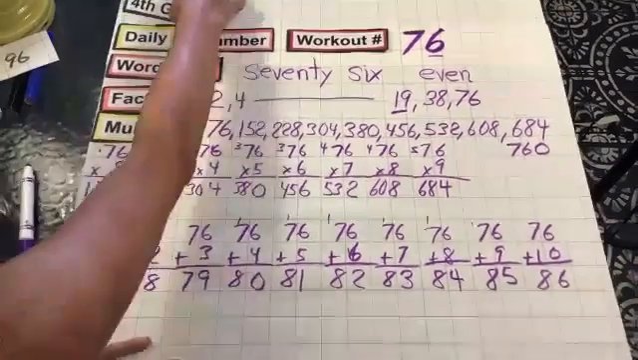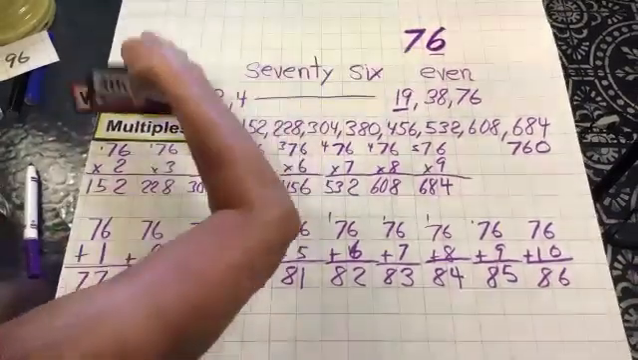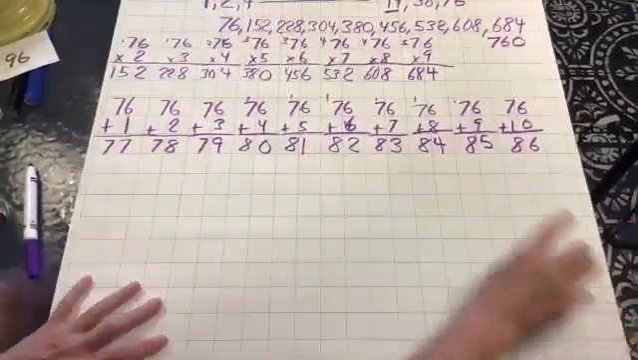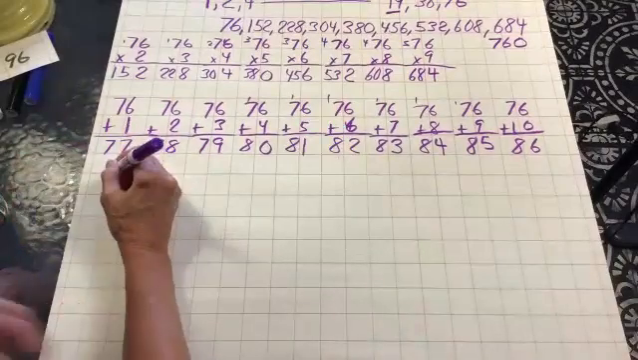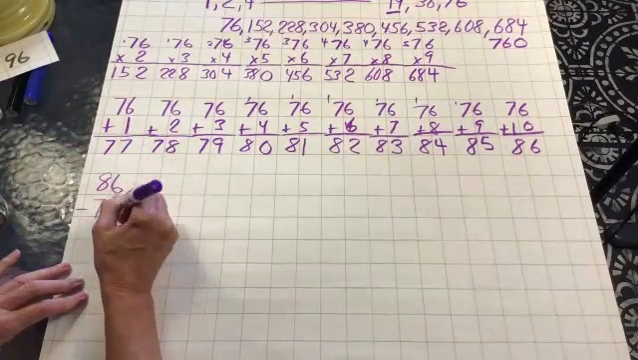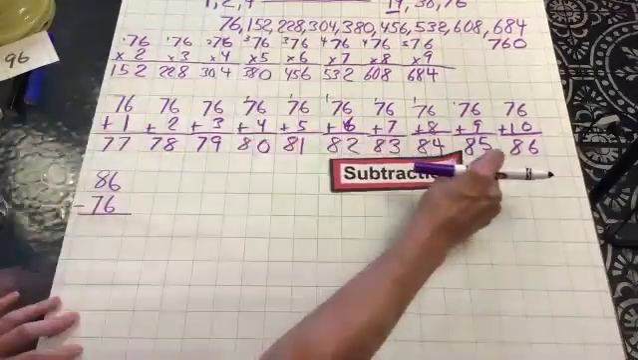Go ahead and get the rest of these cards off of here so I can move on. Move the paper up. There we go. We're going to start with our last sum to start our subtraction. So 86 minus 76. 6 minus 6. So this is our subtraction.